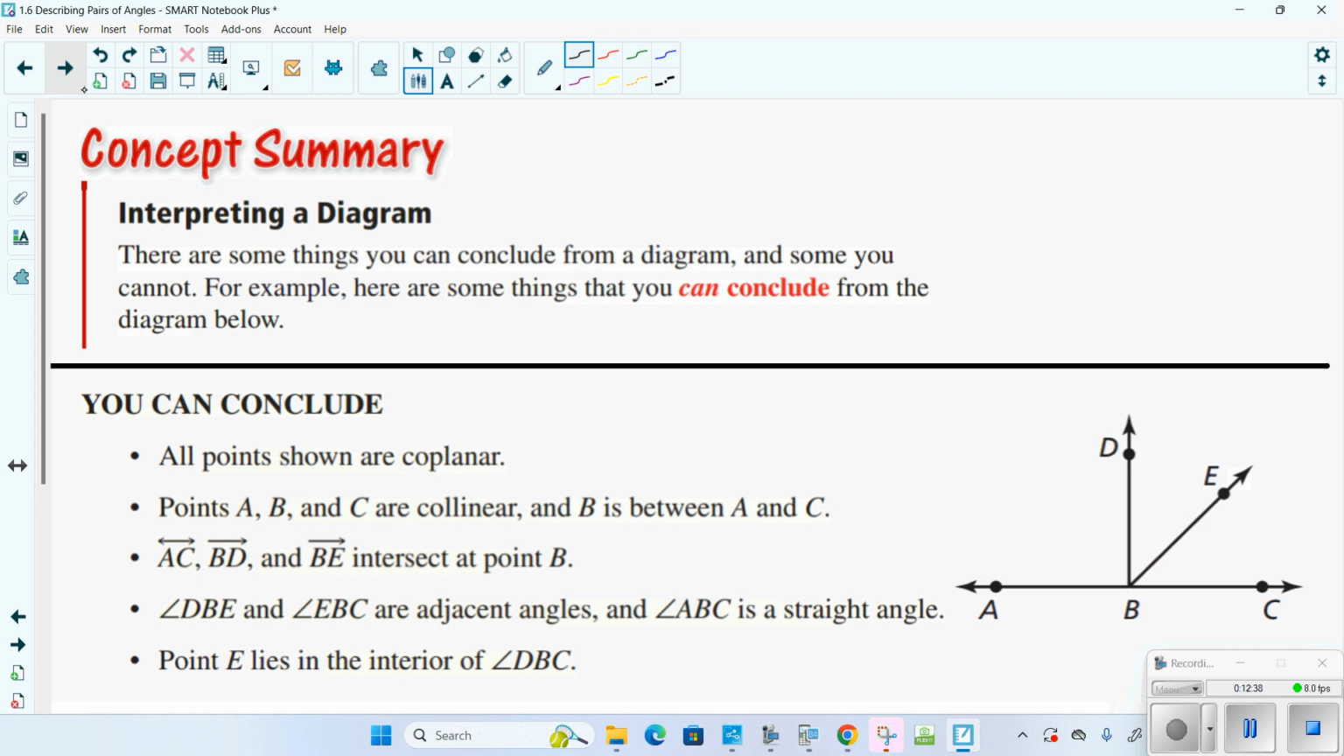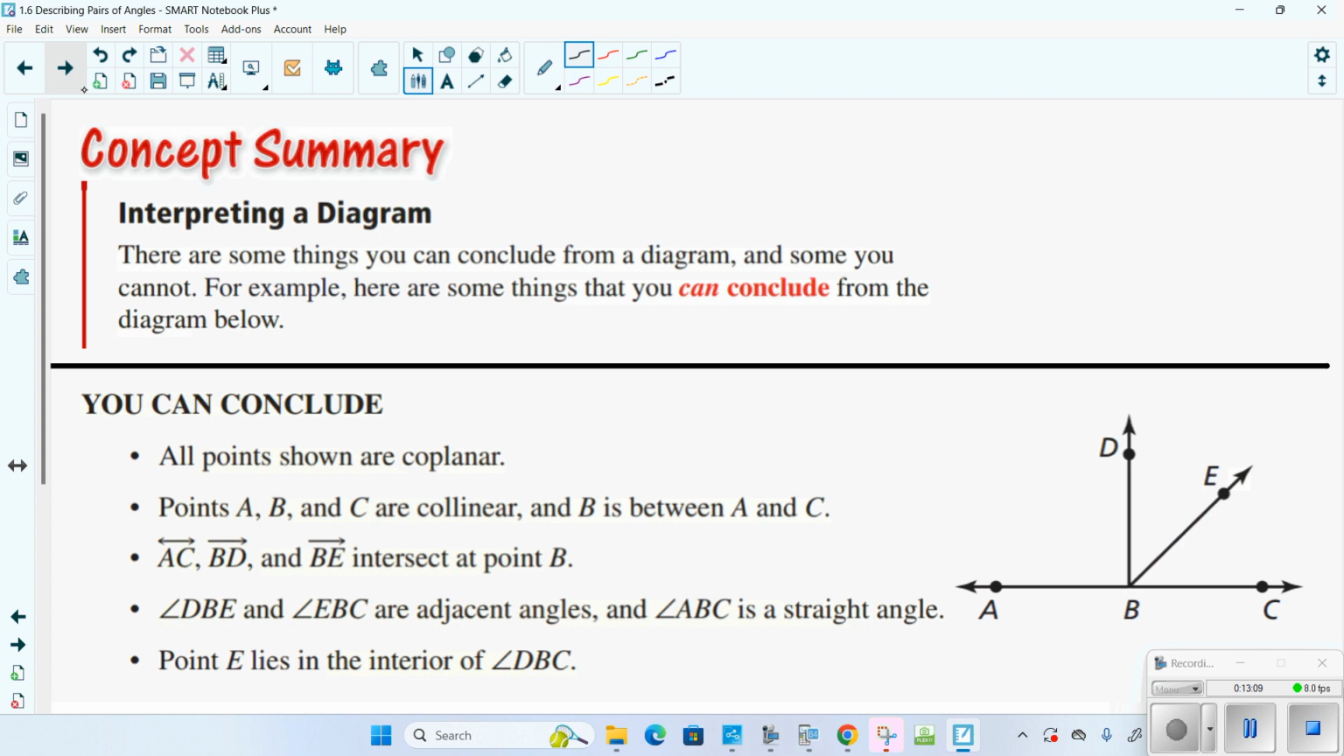We can assume then also in the picture, there's line AC, there's ray BD, and BE, and they intersect at B. So if it looks like they cross at that point, they do cross at that point, or touch at that point, they do. DBE and EBC are adjacent angles, and then ABC is a straight angle, and that point E lies on the interior of angle DBC. These are the things that I can assume just looking at pictures. You don't need to be told them.